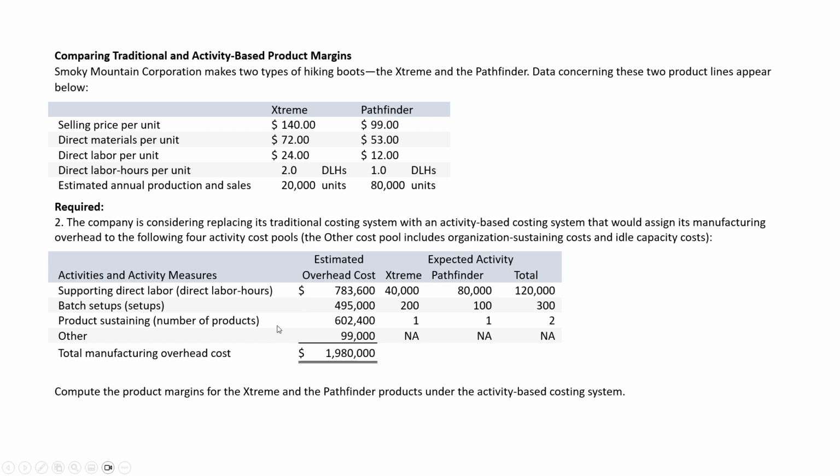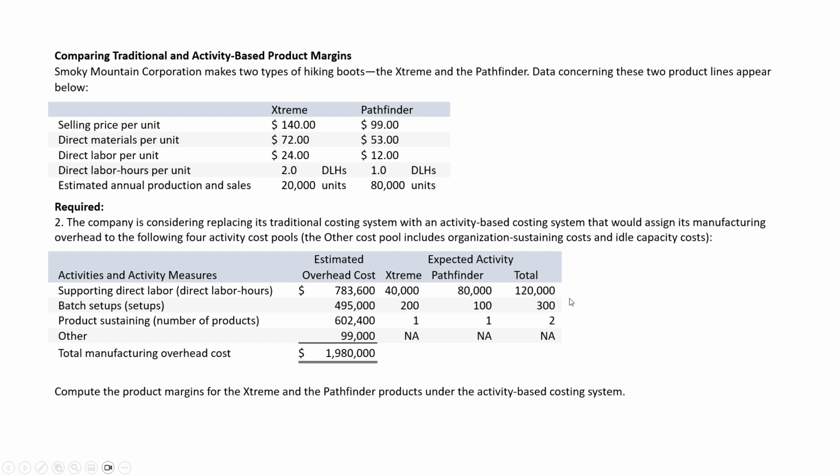Product sustaining, not organization sustaining, but sustaining the products, is $602,400, and we've got 2 different products amongst those. And our other, organization sustaining, if you recall from previous videos, we've identified $99,000 of that $1,980,000 related to it, but we're not going to try to allocate that to our products since it's organization sustaining.